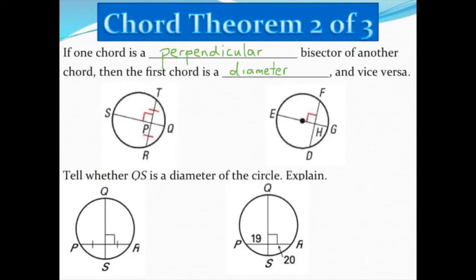Our second of three chord theorems we're going to take a look at has to do with diameters. Specifically, if I have one chord, for example SQ, that is both perpendicular, which I can see by the right angle symbol, and a bisector, meaning it cuts another chord equally in half, then that first chord, SQ in this case, is going to be a diameter. So I'll add the center of the circle as my giveaway that this is in fact a diameter.